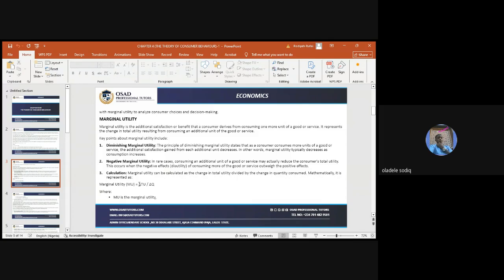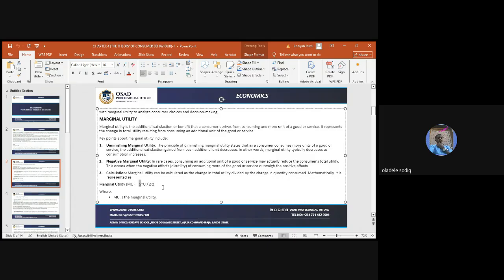Yes, this is the formula for calculating marginal utility. This thing I showed here, we call it change. So we call it change in total utility all over change in what? Quantity. Change in quantity consumed.